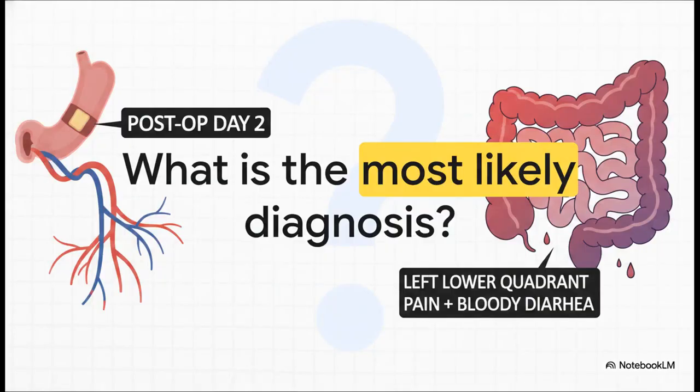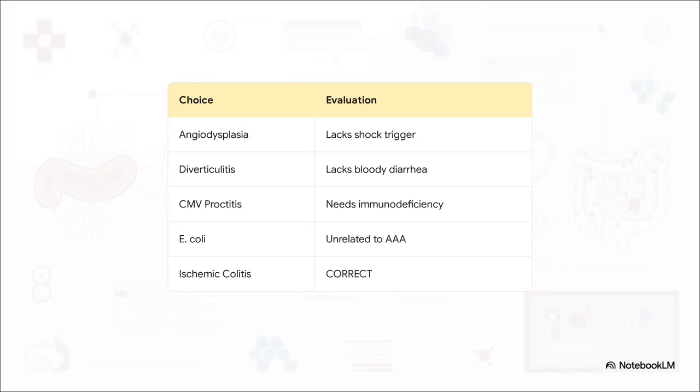Here's your next integrated assessment. An elderly patient is recovering from a ruptured abdominal aortic aneurysm repair. On postoperative day 2, they suddenly develop left lower quadrant pain and a rapid onset of bloody diarrhea. You need to isolate the watershed hypoperfusion occurring strictly post-systemic hypotension. So what is the most likely diagnosis? Let's break down the 5 options.